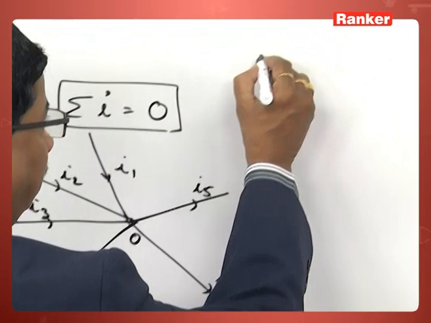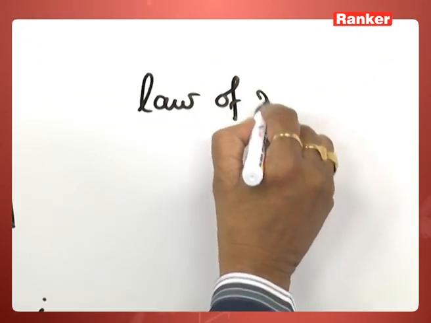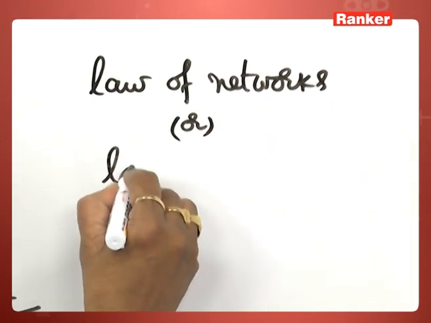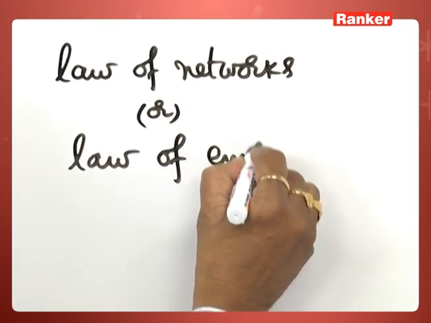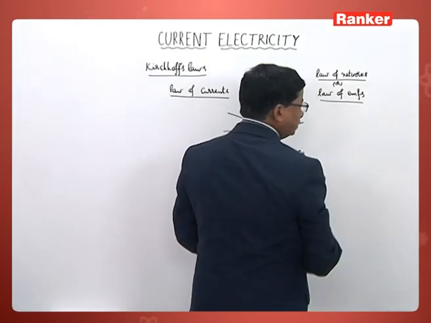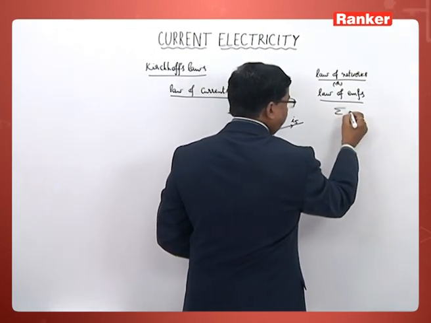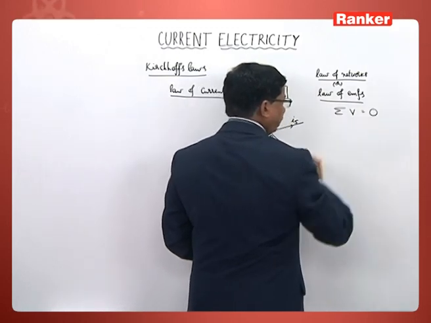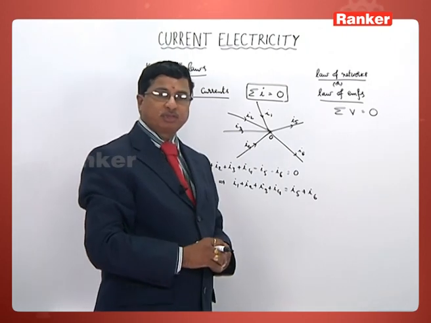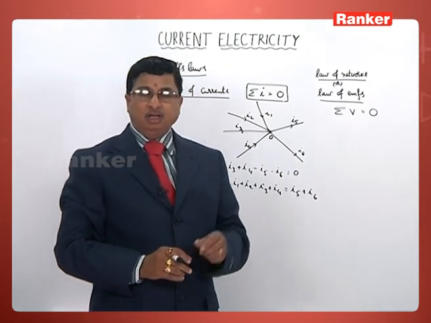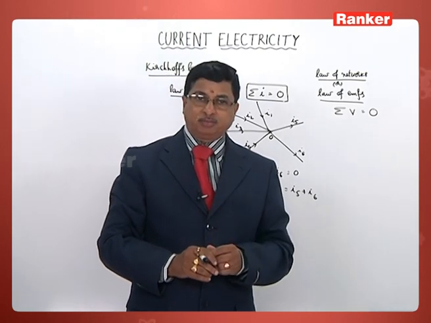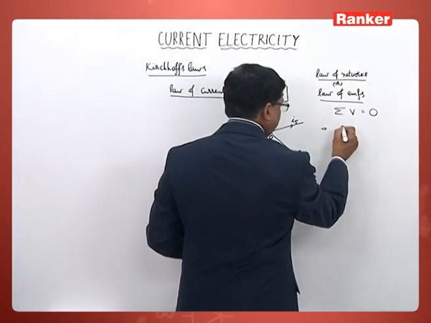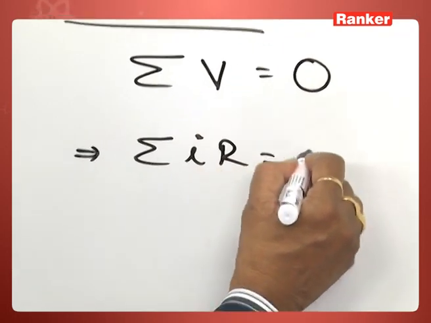Now, come to the second one, that is the law of networks, we can call it. In other words, you can even call the same the law of EMFs. What is the statement once again? The algebraic sum of EMFs across a closed electrical network must be 0. In other words, you can write the same equation as sigma IR is equal to 0.